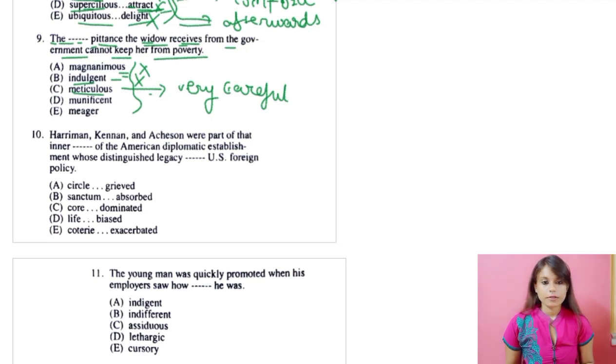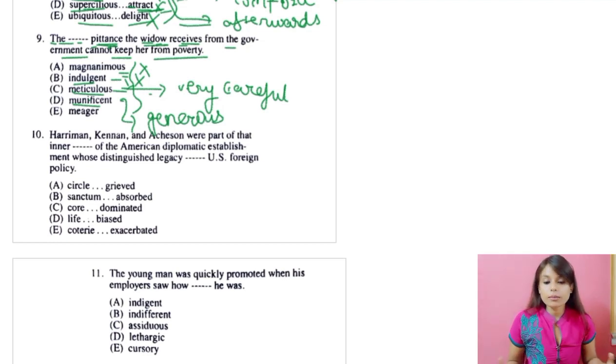So if I put meticulous, the careful pittance, no, not at all. This is also wrong. What about munificent? Now munificent means extremely generous. Okay, once again they are talking about generous, and after that they are talking about pittance. I already told you the meaning of pittance. Pittance means a very small amount of money.